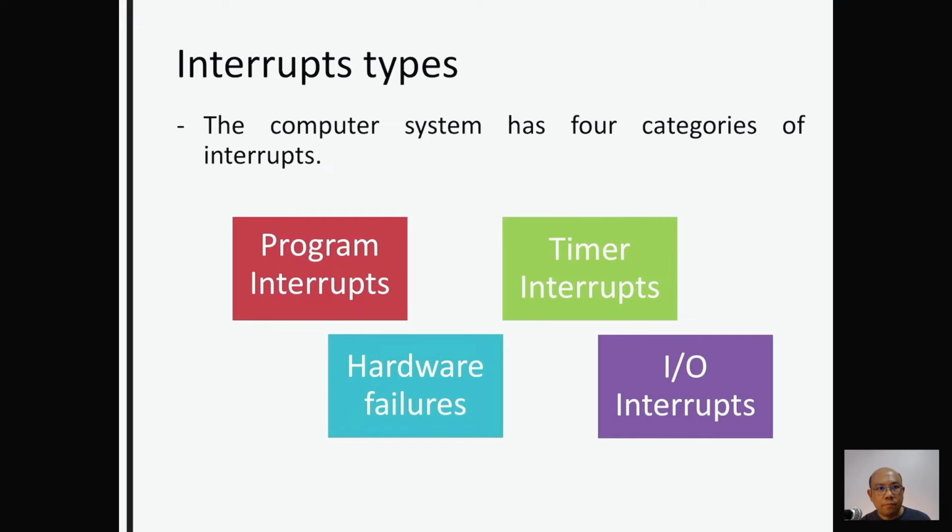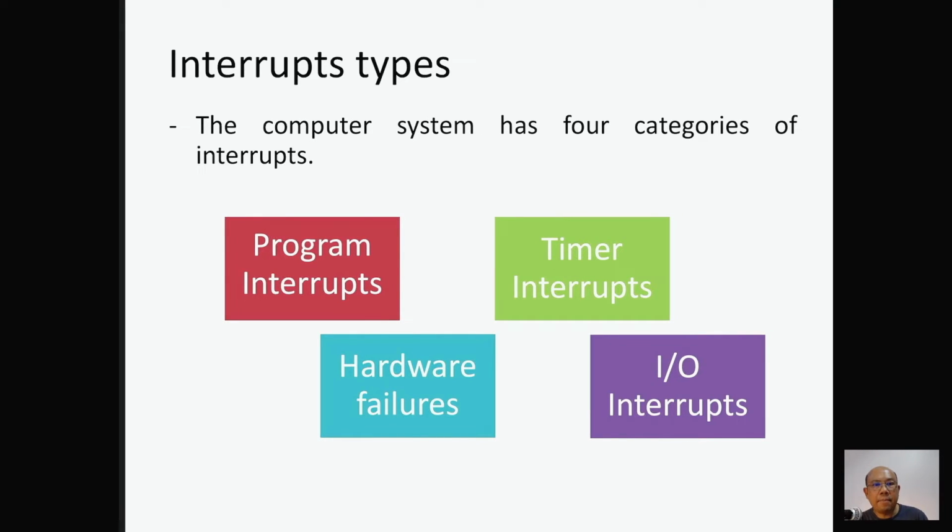For interrupts, we can divide them into 4 types or 4 categories. First, program interrupts. Second, timer interrupts. The third is hardware failure interrupts. And finally, I/O interrupts. We will look at the program interrupts first.